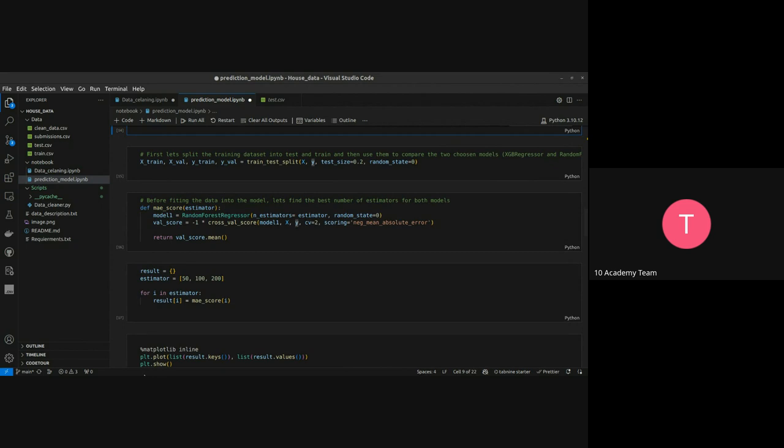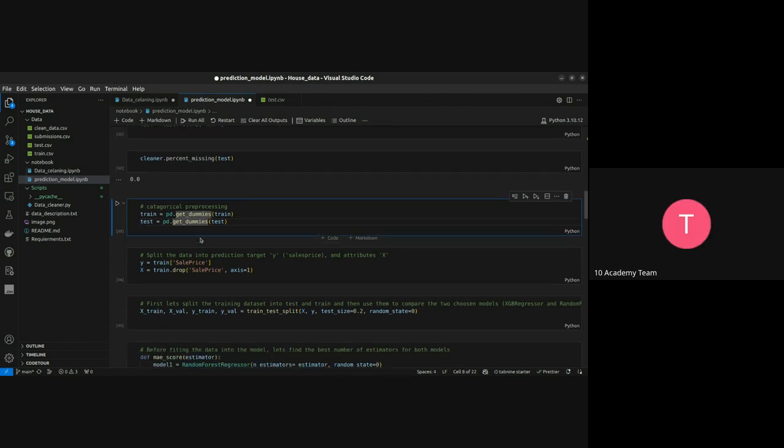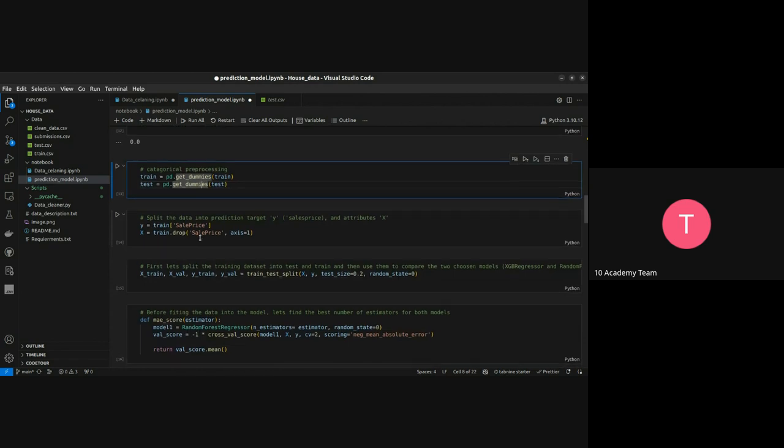Harold, can you get back to the categorical pre-processing? Why do we use get dummies? Okay, so you're going to need numerical values when you try to fit your model. It doesn't work for categorical values, at least for these models. So we are converting categorical data to numerical values.